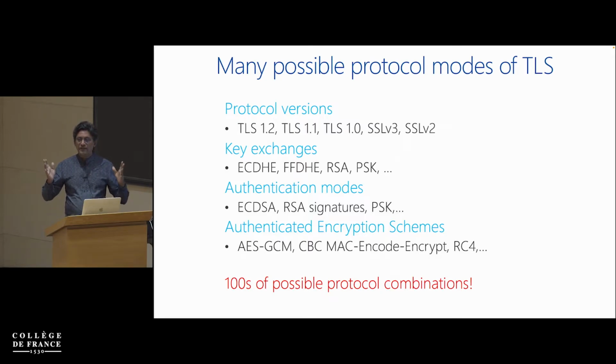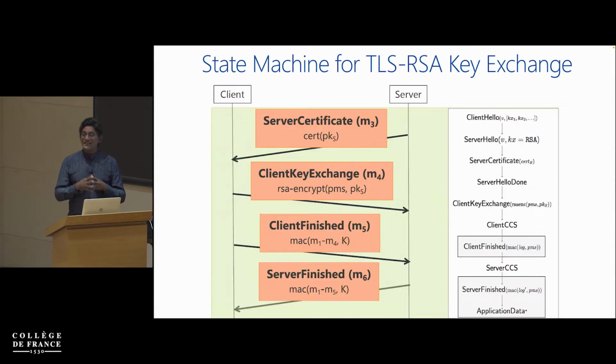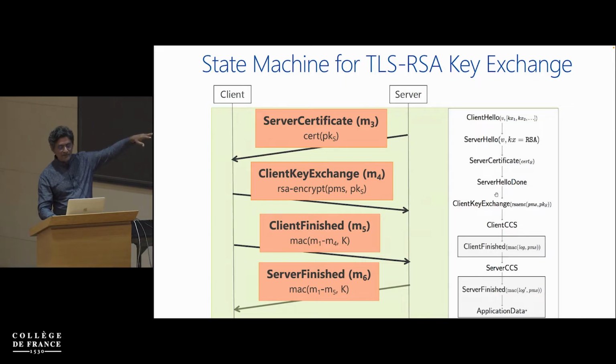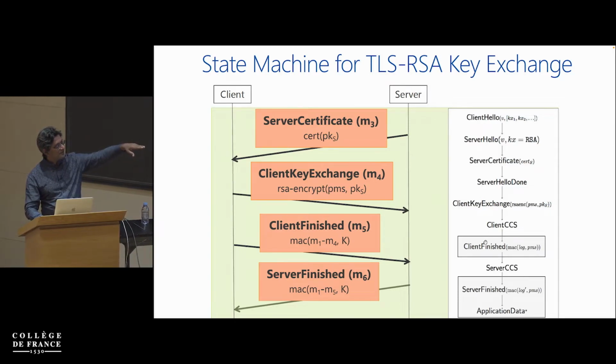TLS itself has many possible modes. It has many versions, many key exchange algorithms, many things. And some of these have a different protocol flow from each other. For example, if you're doing the RSA key exchange, which we haven't seen before, the details don't really matter. Essentially, there's a sequence of messages being sent and received. The client sends the client hello, then waits for this message, then waits for that message, then sends this message, sends this message, sends this message, waits for that message, and then starts exchanging application data. So this is a sequence of sends and receives, like a state machine that the client and the server implement as a dual state machine; they have to go in lockstep.